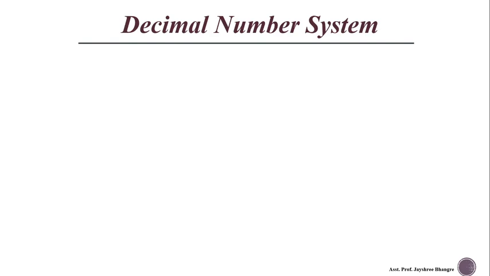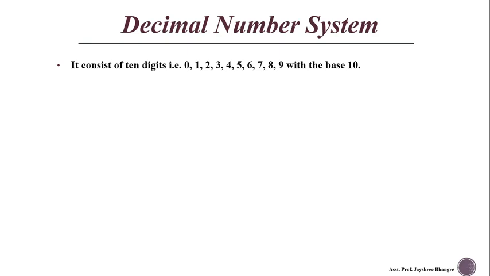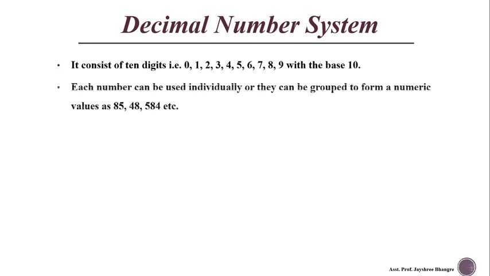So first is the decimal number system. We are very familiar with this number system as we have been using it from our childhood, and we also use it in our day-to-day life. This number system consists of 10 digits from 0 to 9. As there are 10 basic digits available, the base or radix of this number system is 10.